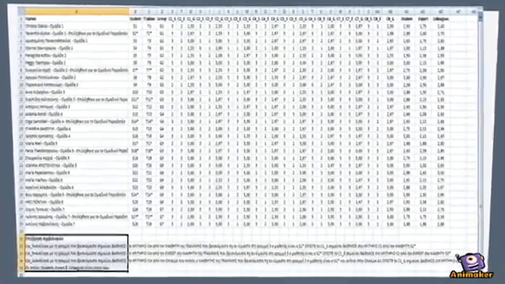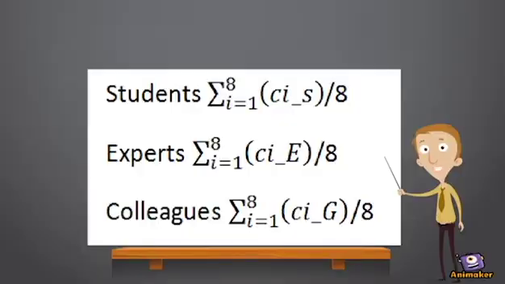For the students column, we have added students' score for each one of the 8 rubric criteria and divided by 8 and got the average. For experts column and colleagues, we also did the same.